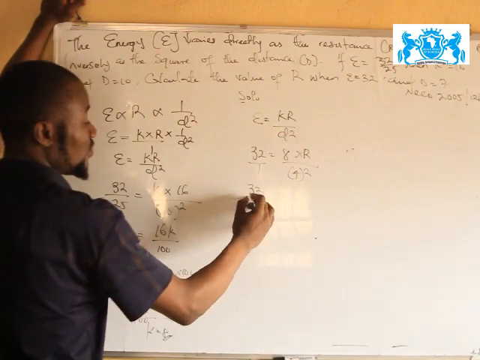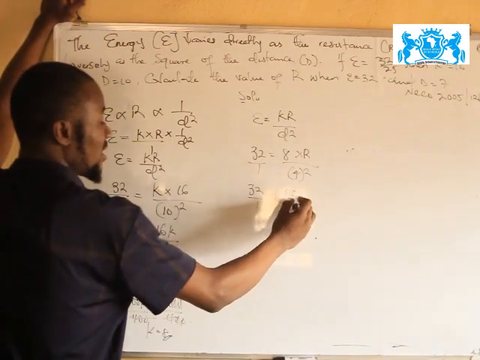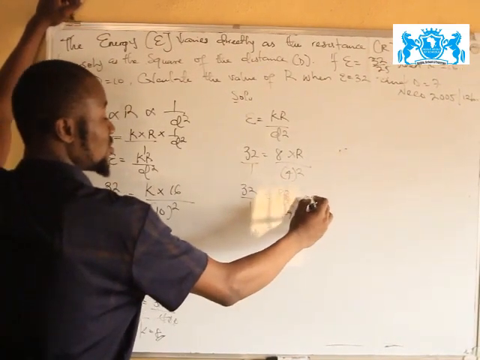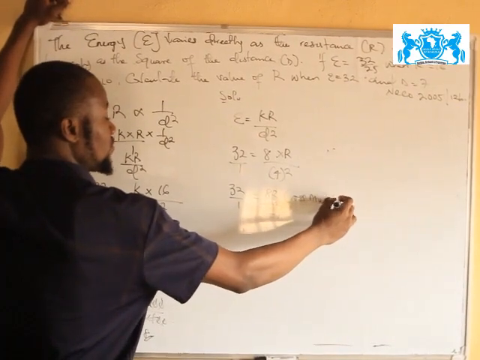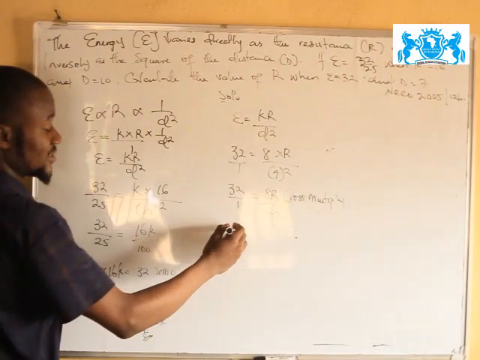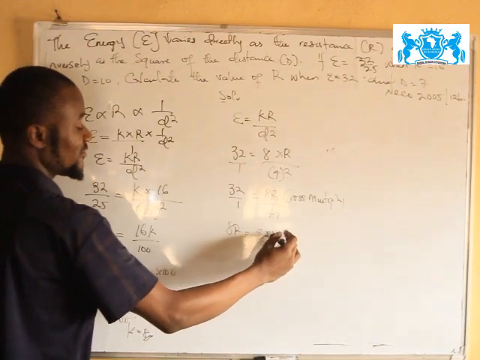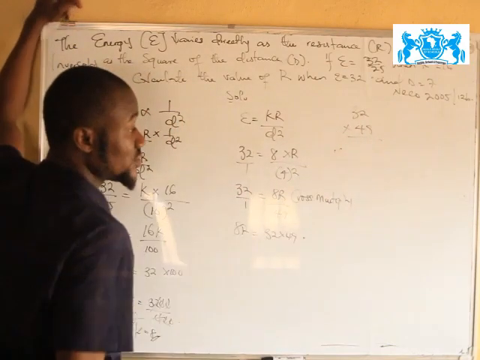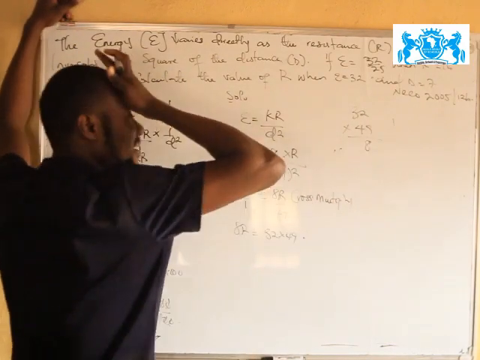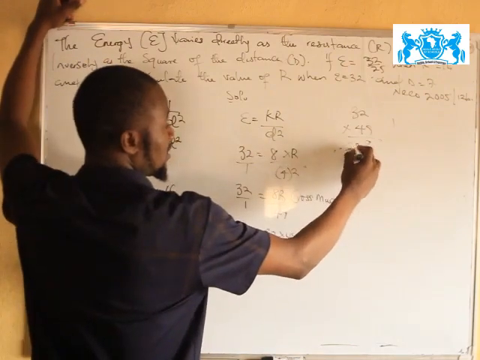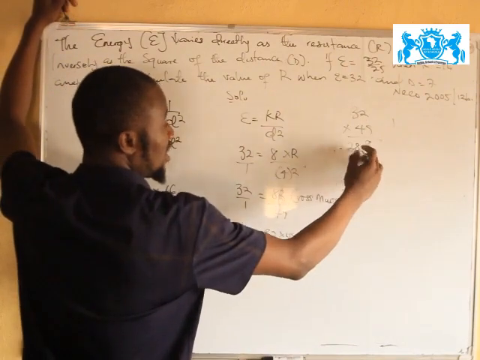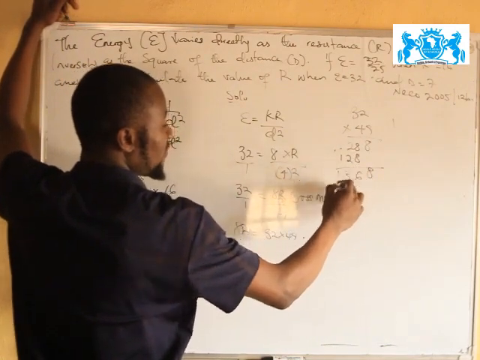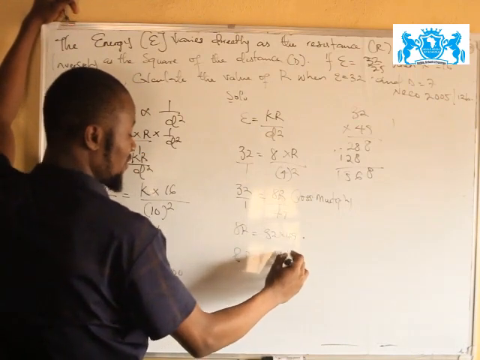So you have 32 over 1 is equals 8 times R is 8R all over 7 raised to the power 2 is 49. So when you cross multiply, you'll be having 8R times 1 is 8R is equals to 32 times 49. So 32 times 49, what will you have? 9 times 2 is 18, right? 8 carry 1. 9 times 3, 27 plus 1, 28. 4 times 2 is 8, and 4 times 3 is 12. We have 1,568. So we have 8R equals to 1,568.